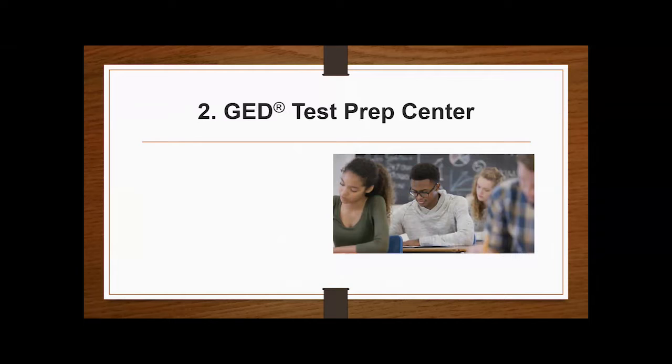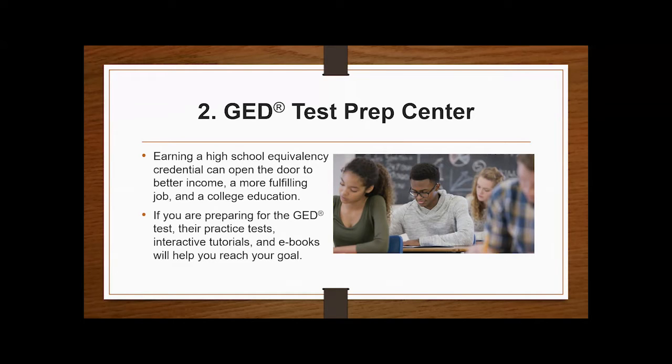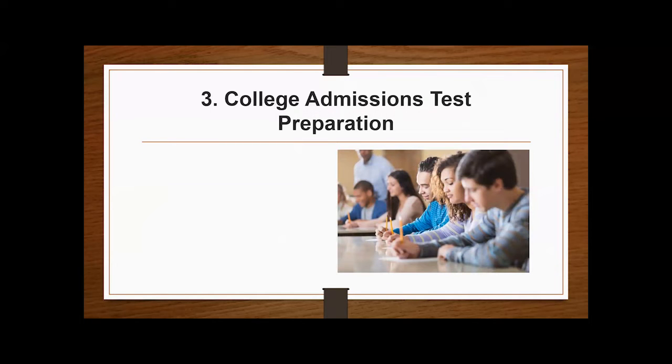The second one is a GED test prep center, and that's the earning of high school equivalency that can open the door to better income, more fulfilling jobs and education. If you're preparing for the GED test, they have practice tests, interactive tutorials and ebooks that will help you reach that goal. The third one is college admissions test prep. That's for getting into a college. If you know someone who might be going that route, this is a great place to prepare for that.